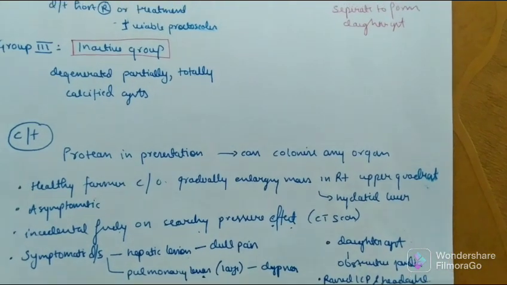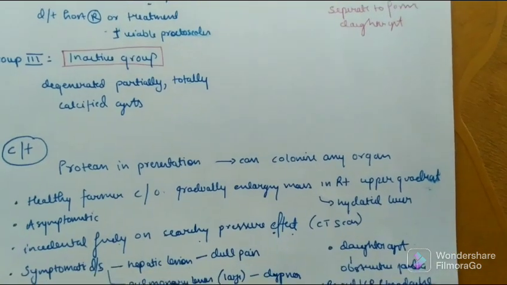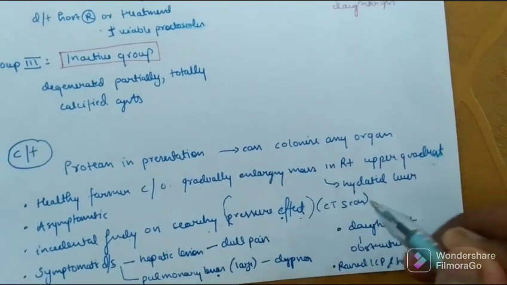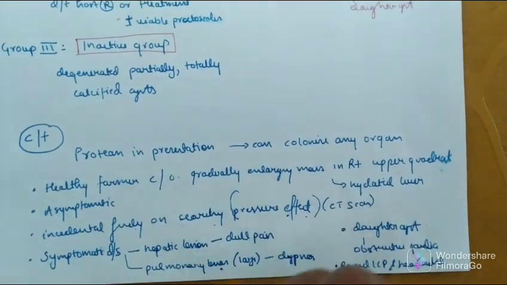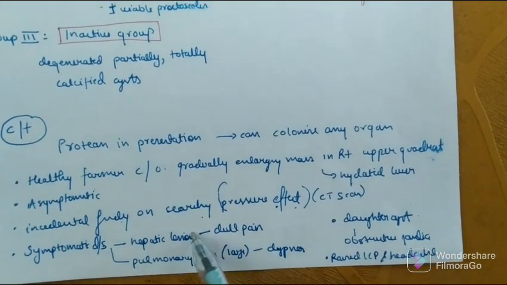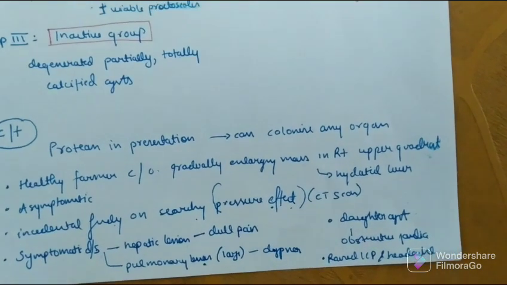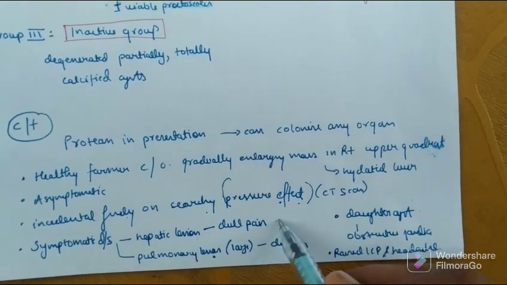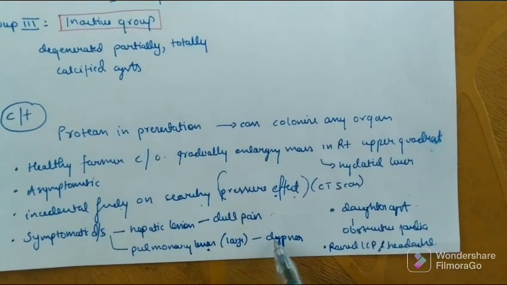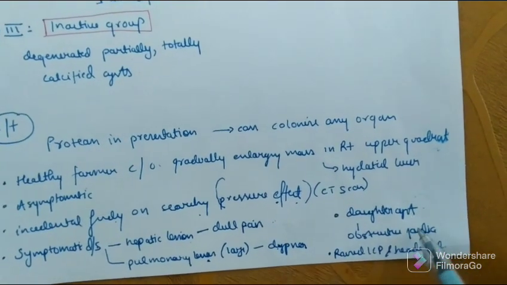So hydatid cyst may itself not present with symptoms, but the enlarging size of hydatid cyst can cause pressure effect in the surrounding. And while searching for the cause of this pressure effect in CT scan, we can find the cause to be hydatid cyst. The symptomatic disease in a hepatic lesion will lead to dull pain in the right upper quadrant, or generalized abdominal pain because of the stretch of the liver capsule, vomiting, and other abdominal symptoms. A pulmonary lesion, if large enough, can cause dyspnea. Daughter cysts within the hepatobiliary tree can cause obstructive jaundice.